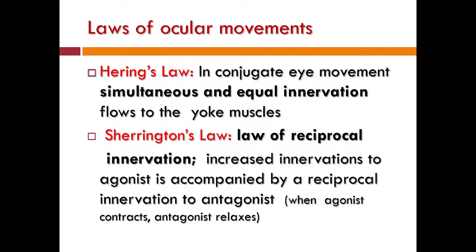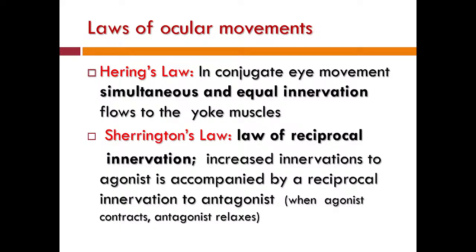Now, what does Sherrington's law say? This law says that it is a law of reciprocal innervation. Reciprocal means inhibitory impulses should go. So, increased innervation to the agonist, I told you what an agonist is, is accompanied by reciprocal innervation to the antagonist. Reciprocal innervation means inhibition to the antagonist. Okay. So, when the agonist contracts, the antagonist has to relax.